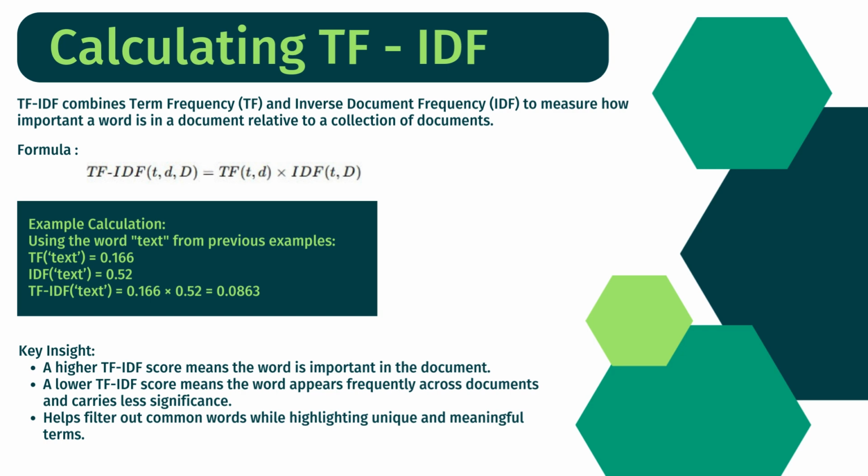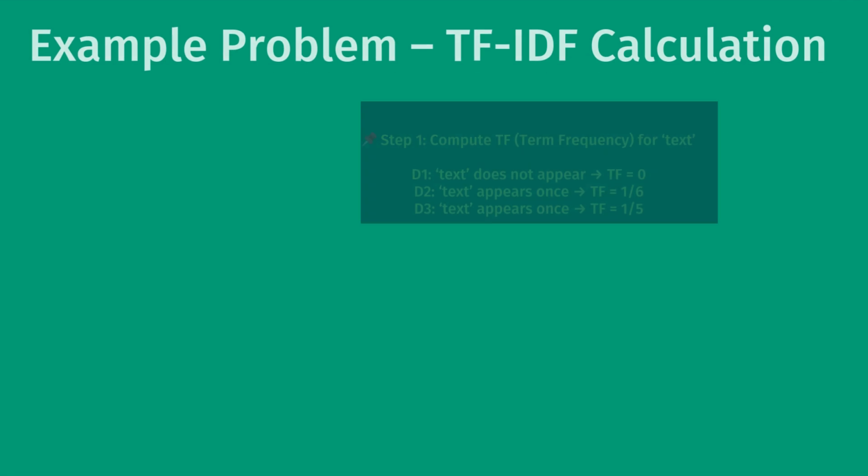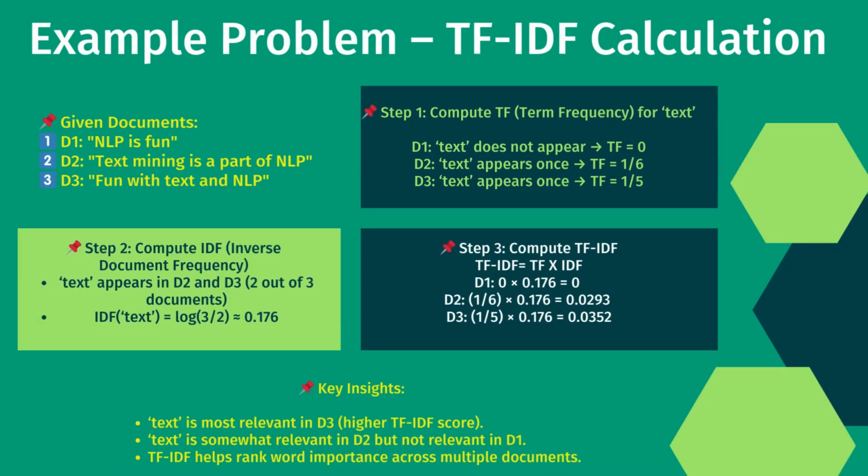Next, let's apply this concept to a real-world example. The first document says "NLP is fun." The second document says "text mining is a part of NLP," and the third document says "fun with text and NLP." Our goal is to calculate the TF-IDF score for the word "text." Step 1. Compute term frequency. In document 1, "text" does not appear, so its TF is 0. In document 2, "text" appears once out of 6 words, giving a TF of 1/6. In document 3, "text" appears once out of 5 words, so its TF is 1/5.